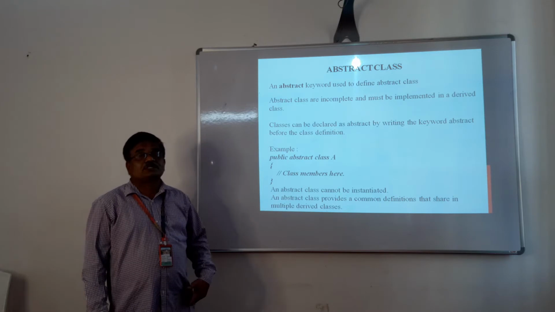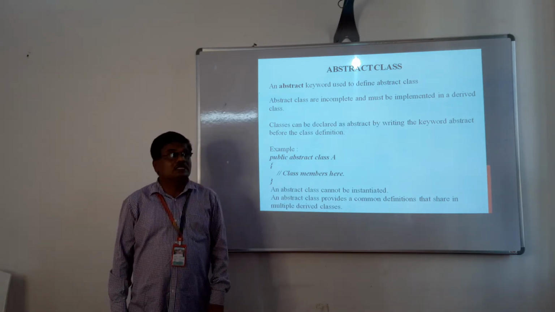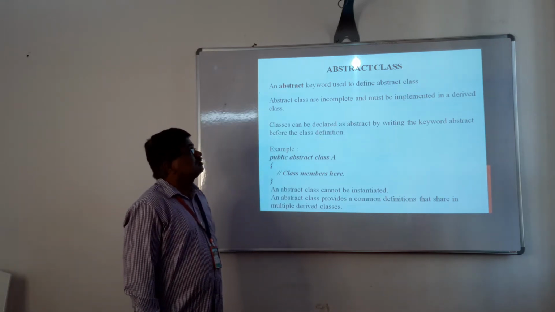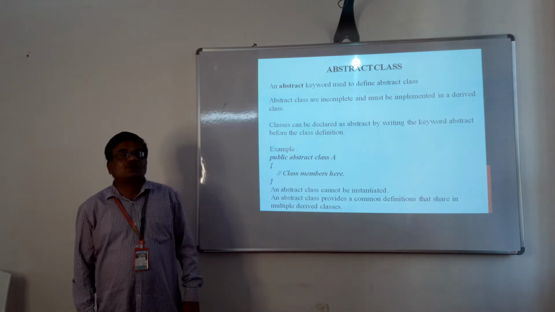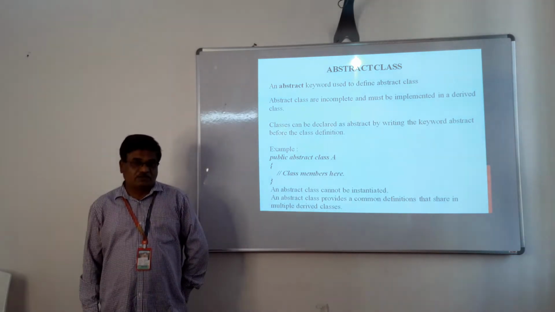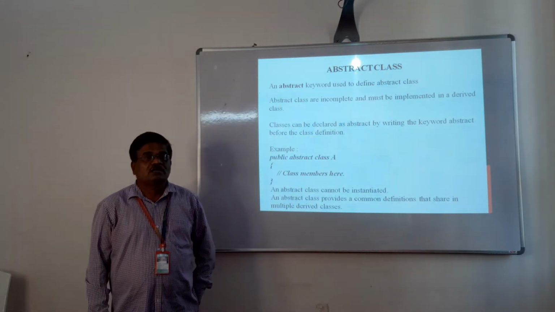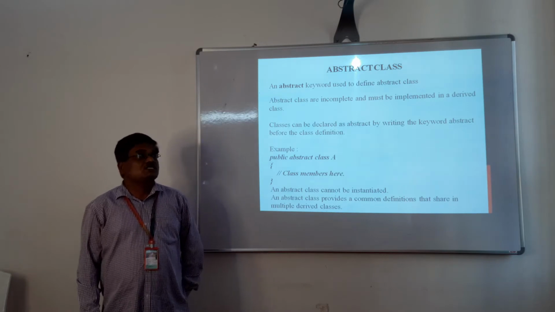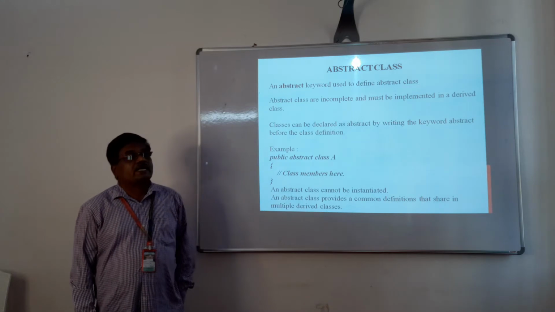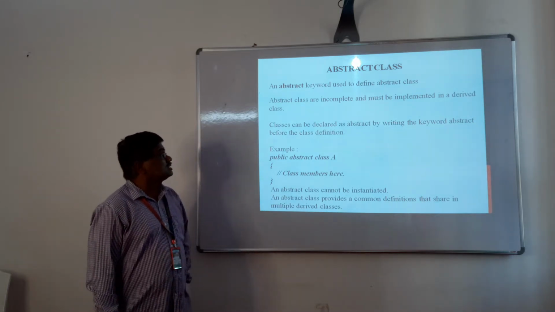Then what do we mean by an abstract class? An abstract class is nothing but an incomplete thing, that is, some part of the abstract class is not defined. That means at least one method must be incomplete, that is, its implementation is not given. If you define any such incomplete method within a class, then it is called an abstract class. Classes can be declared as abstract by writing the keyword abstract before the class name.